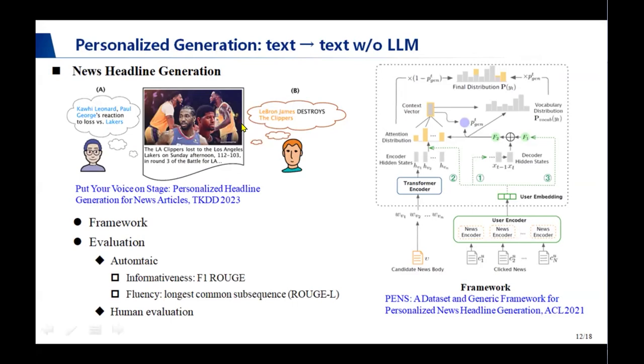So if we create news titles separately for these two people, using the players they are interested in, then it's more likely they will click on it, right? So that's the basic idea of news headline generation.